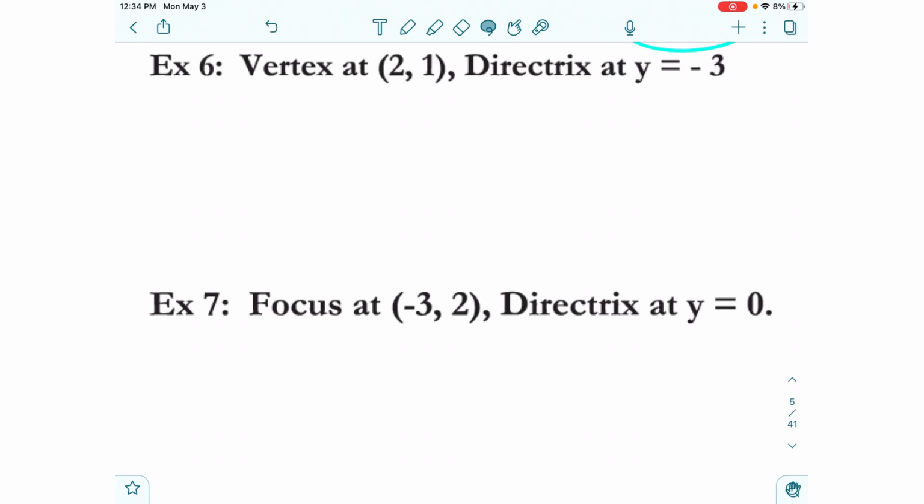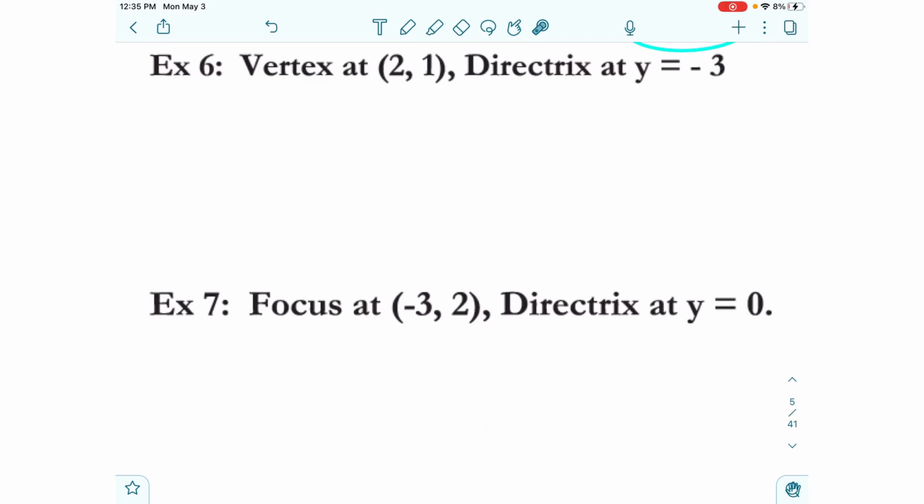Hey guys, we are going to do a quick lesson about horizontal parabolas today, but before that, we are starting class by going over the two examples we did not get to at the end of the period in your last class.